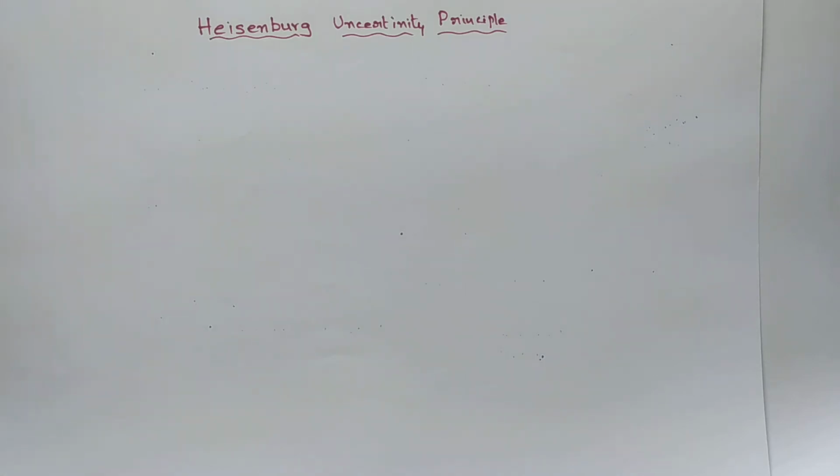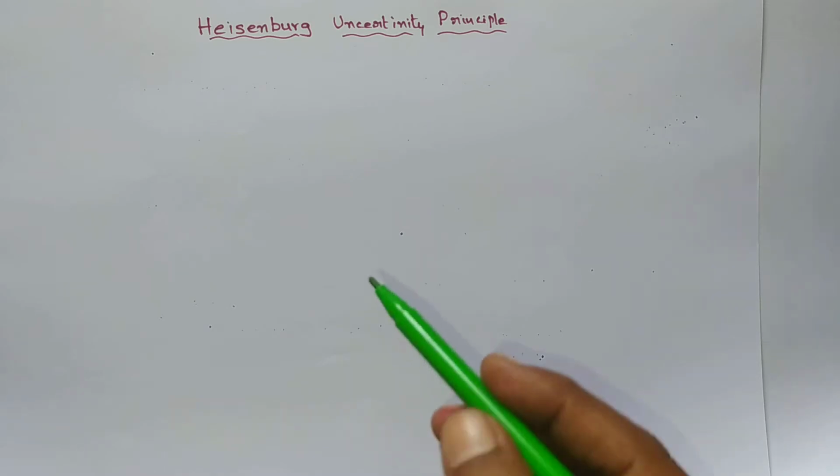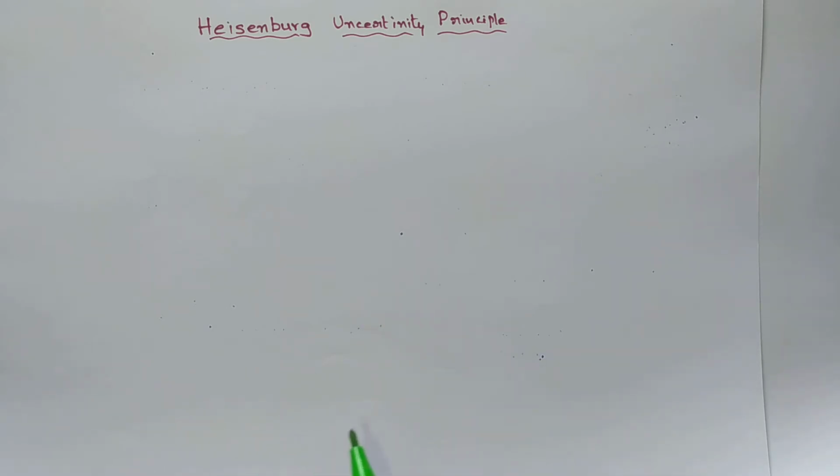Today in this session we are going to discuss the Heisenberg uncertainty principle. This principle is applicable to quantum mechanical properties. It is one of the quantum mechanical properties, and it is applicable for any microscopic substances.